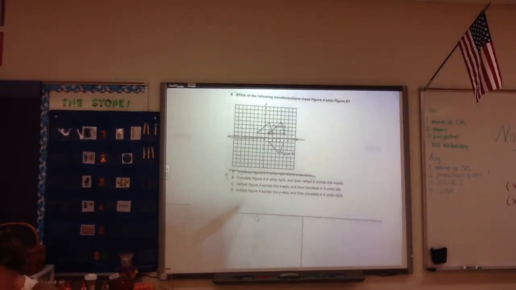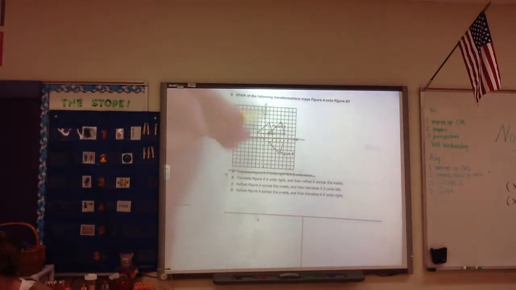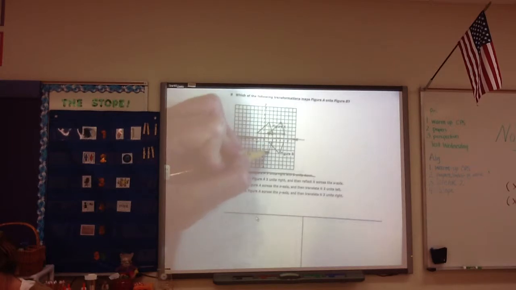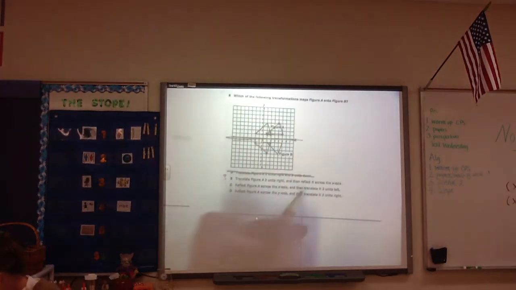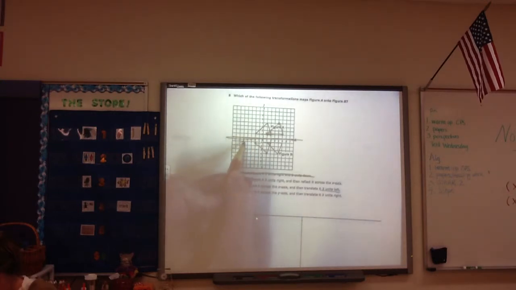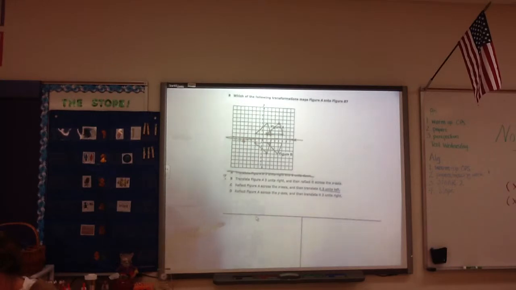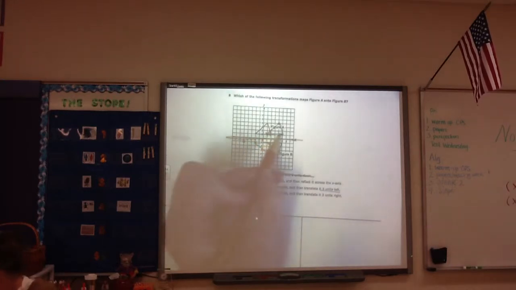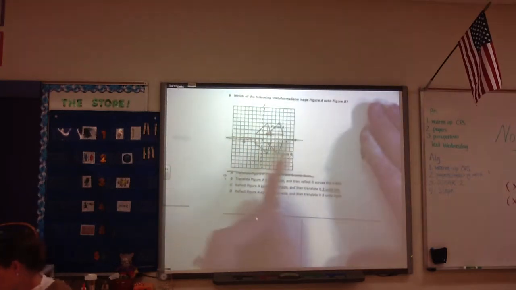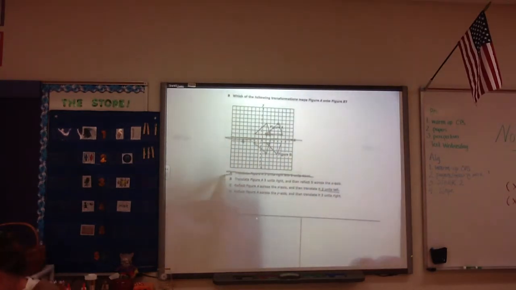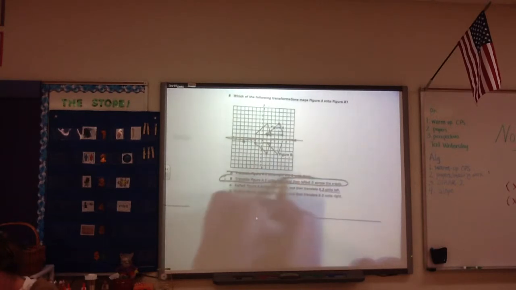with C and D. So first it wants me to reflect over the Y. Then I need to move left. That doesn't make any sense. I'd be way over here in the wrong quadrant. D says to reflect across the y-axis. Well, that's not going to make sense because I know I'm reflecting across the x. So B is in fact the correct answer.